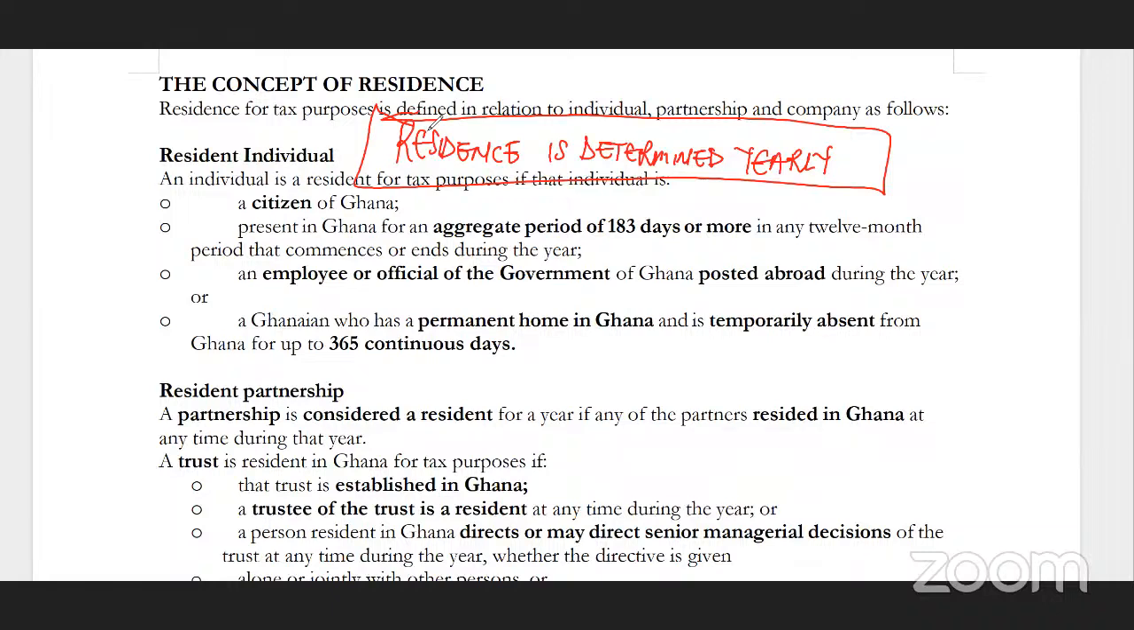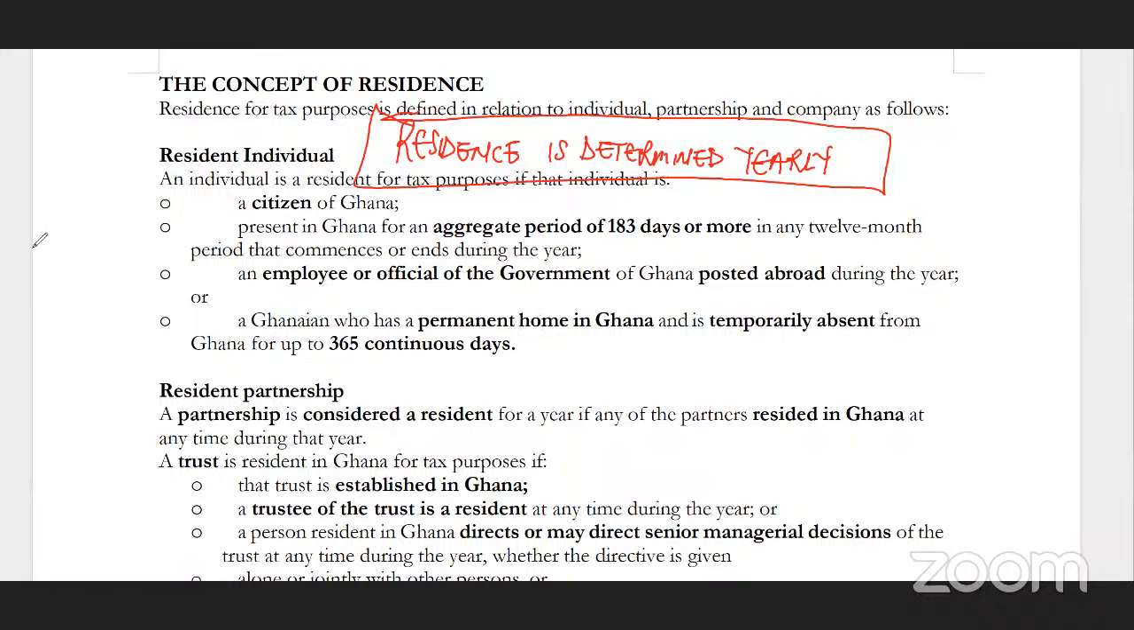Please have this at the back of your mind that we assess residents in Ghana yearly. Every country actually does it yearly too, but just have it. We are dealing with Ghana, so let's look at it from Ghana. I want you to write this statement down. Have you written it down? Residence is determined yearly. Have you put it down? Can we move now?